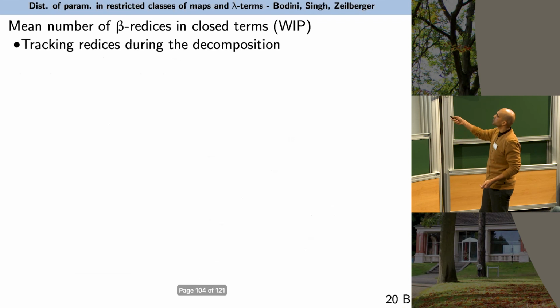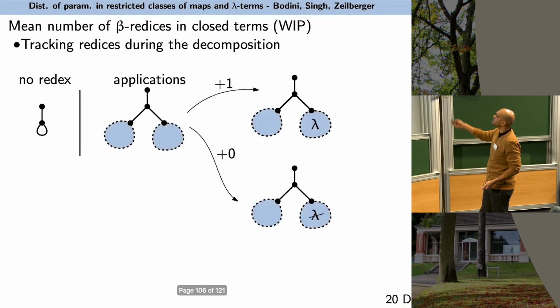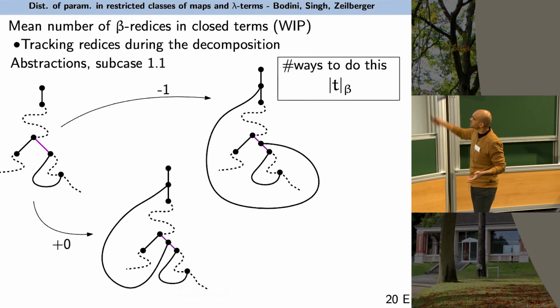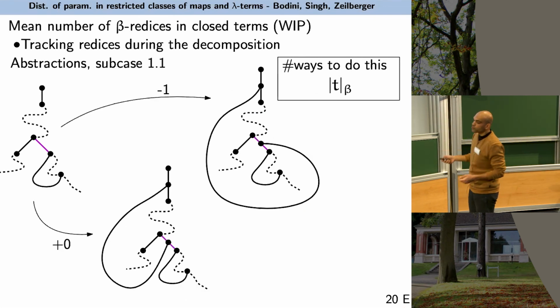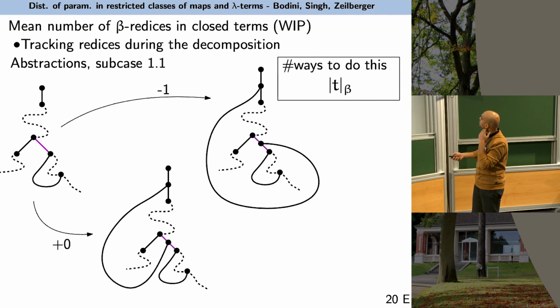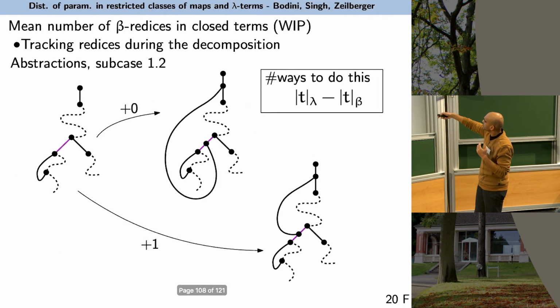And by some combinatorial tricks, we can start tracking the redexes. So every time we have an application of a lambda to something, this counts as a redex. Every time we have an application of something which is not a lambda, it doesn't count as a redex. And we can do the same thing perhaps for abstractions. The case here is really proof by picture. And if somebody wants to discuss it, we can surely do so after. But anyways, we can analyze this.